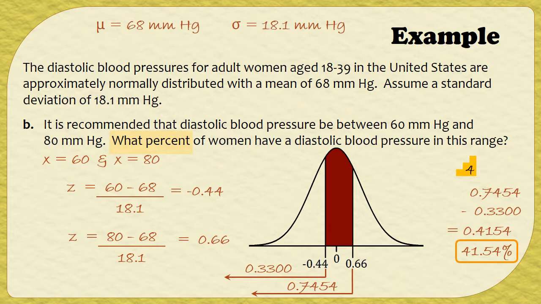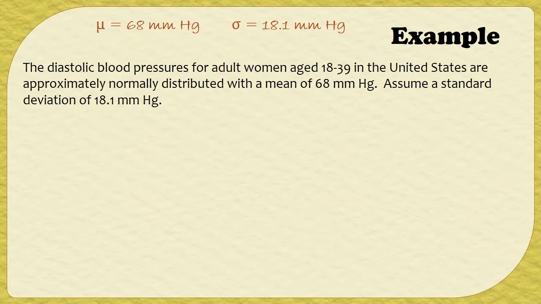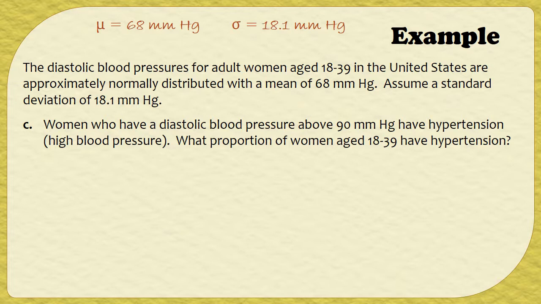Let's do one more example using the diastolic blood pressures. Women who have a diastolic blood pressure above 90 millimeters of mercury have hypertension, which is high blood pressure. What proportion of women in this age group have hypertension? If you'd like to pause the video here and try this example on your own, that would probably be some good practice. When you're ready, you can unpause the video and resume watching.